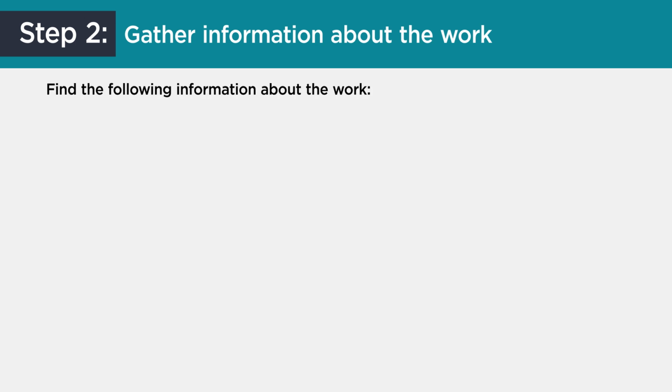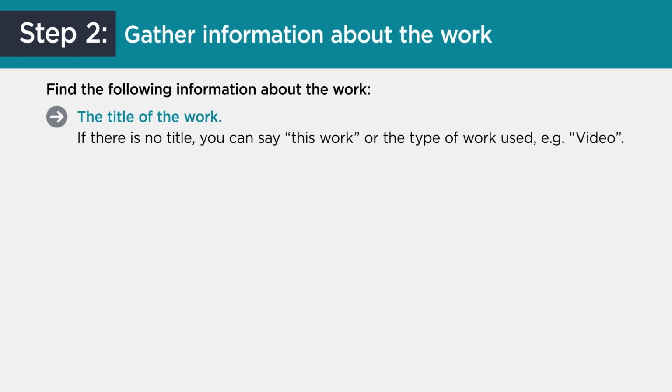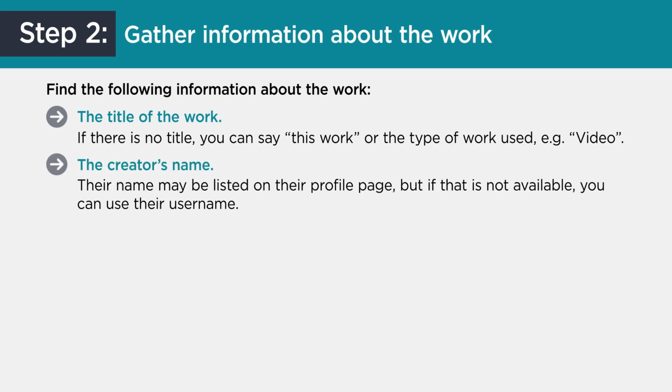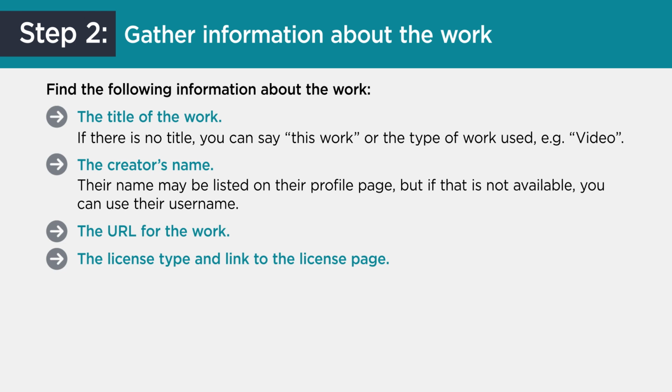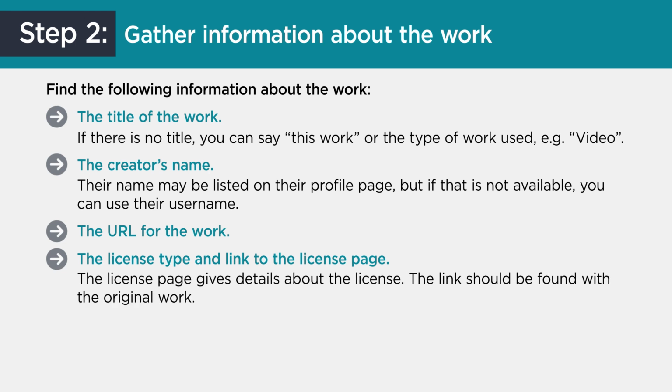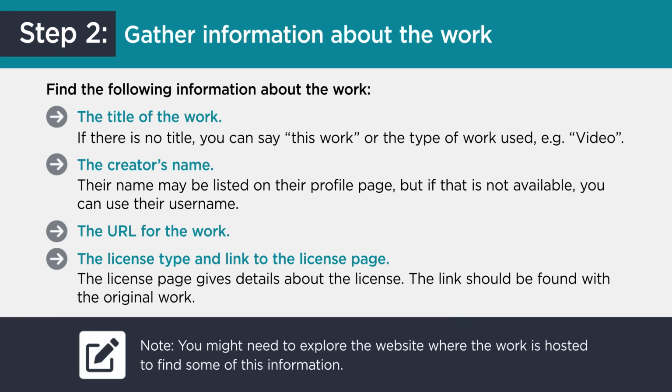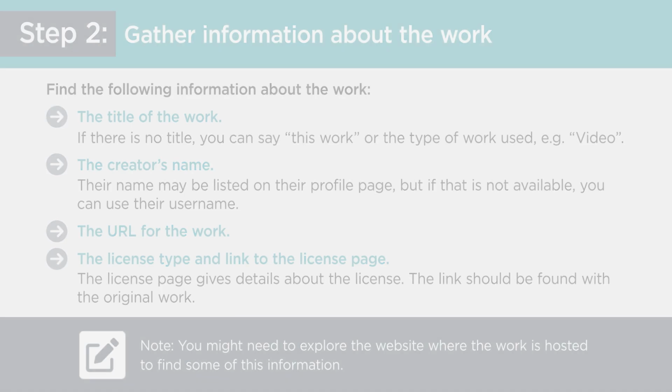Step 2. Gather information about the work. Find the following information about the work. The title of the work. If there is no title, you can say this work or the type of work used, for example, video. The creator's name. Their name may be listed on their profile page, but if that is not available, you can use their username. The URL for the work. The license type and link to the license page. The license page gives details about the license. The link should be found with the original work. Note: you might need to explore the website where the work is hosted to find some of this information.